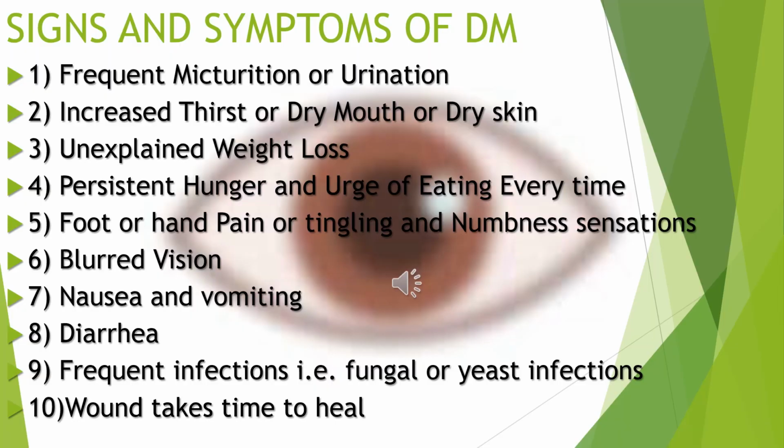These are some of the signs and symptoms of a person who is suffering from diabetes mellitus. Number one, we have frequent micturition or urination. We have increased thirst, dry mouth, or dry skin. We have unexplained weight loss, persistent hunger and urge of eating every time, foot or hand pain, or tingling and numbness sensation.